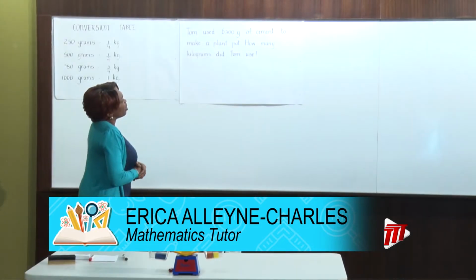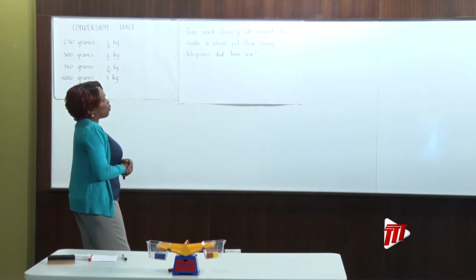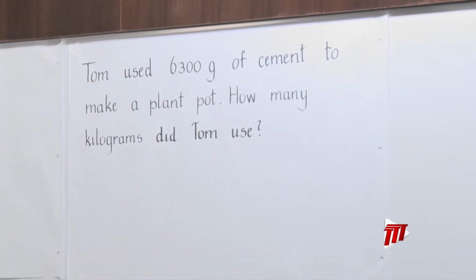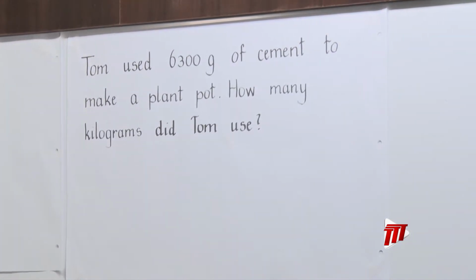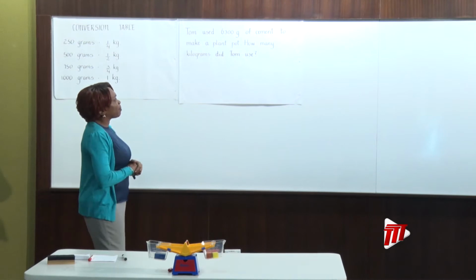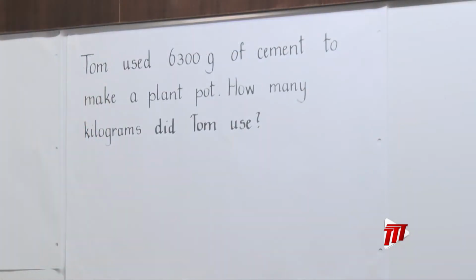Question number 2. Read with me now. Tom used 6,300 grams of cement to make a plant pot. How many kilograms did Tom use? Let's read it again. Tom used 6,300 grams of cement to make a plant pot. How many kilograms did Tom use?